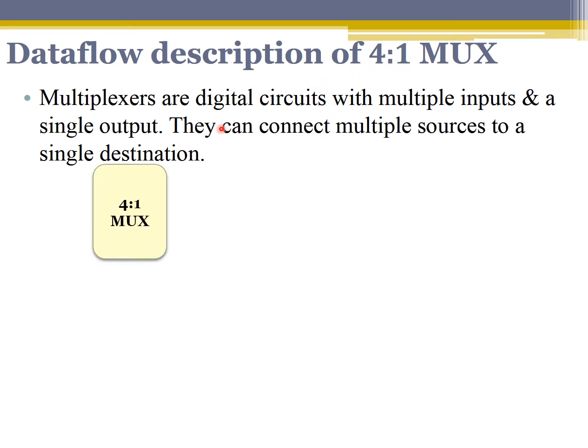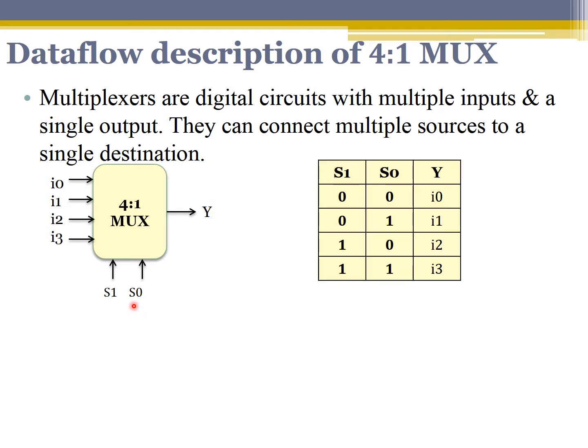So the 4:1 mux has four inputs named I0, I1, I2 and I3. It has a single output named Y and it has two selection lines named S1 and S0. Let us see the truth table of this particular multiplexer. Though it has I0, I1, I2, I3 input lines, we are considering only the selection lines because they are of higher priority. So two selection lines can take up four combinations: 0 0, 0 1, 1 0 and 1 1. We have the output Y.